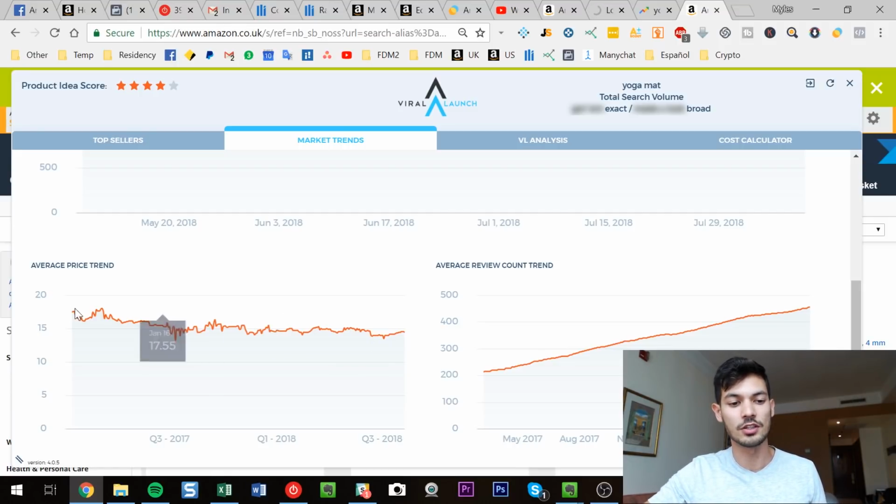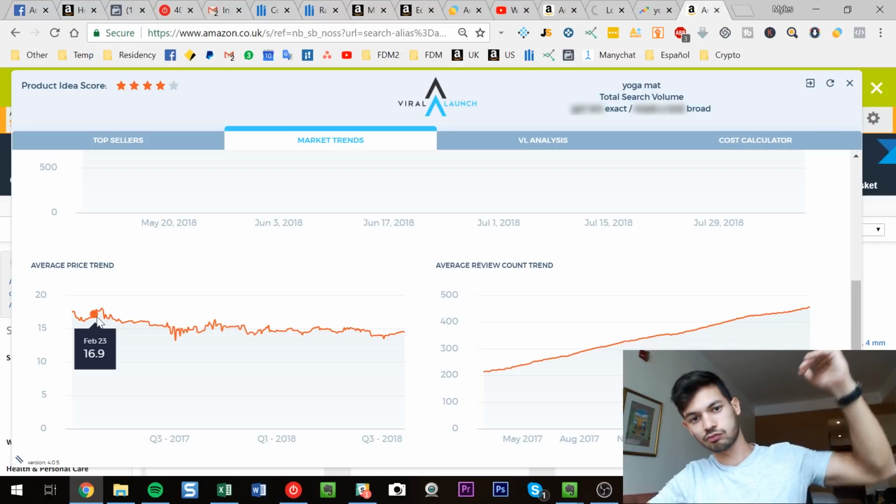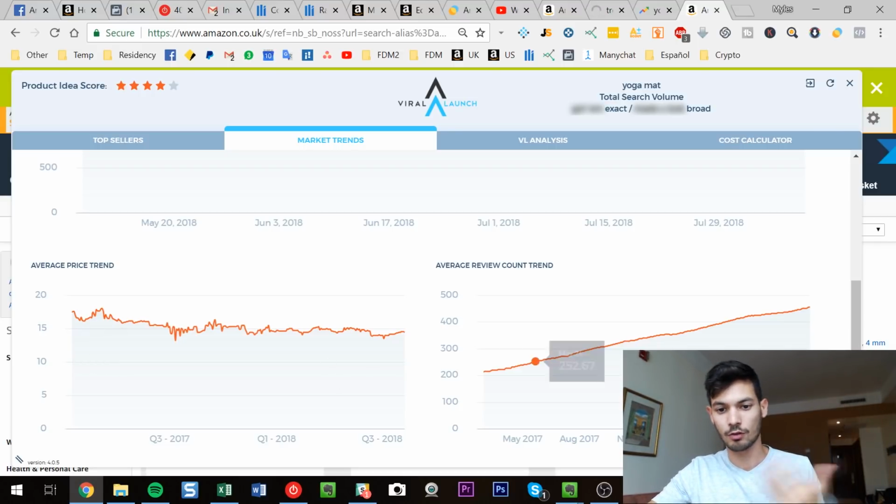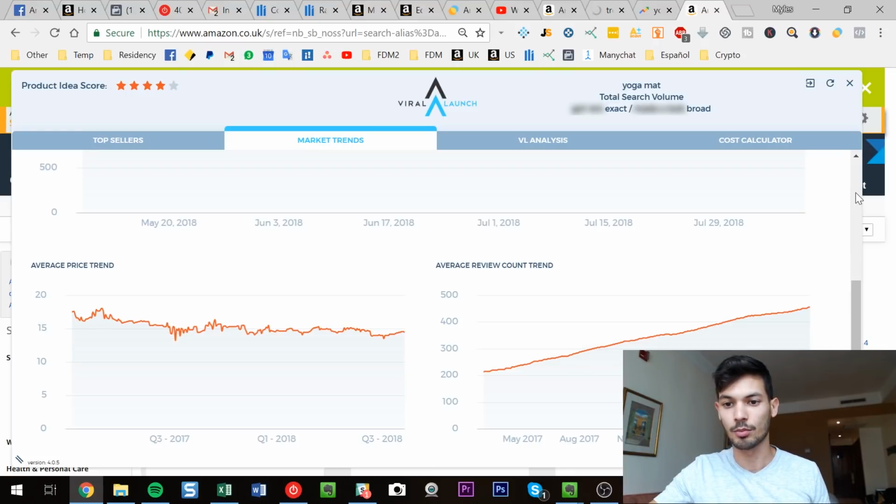And so if you see this going down a lot here, it's not too bad. $2 in a year or so. But sometimes you'll see it really just goes all the way down. That's a really bad sign because it means it may keep going down and obviously your profit margins get compressed.